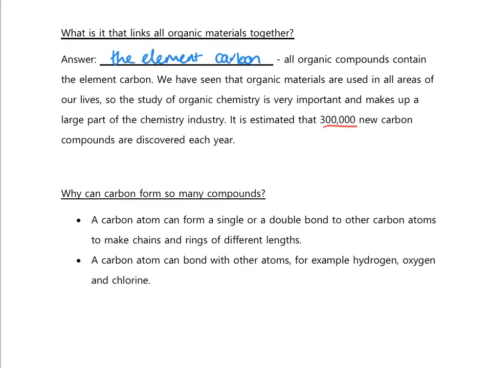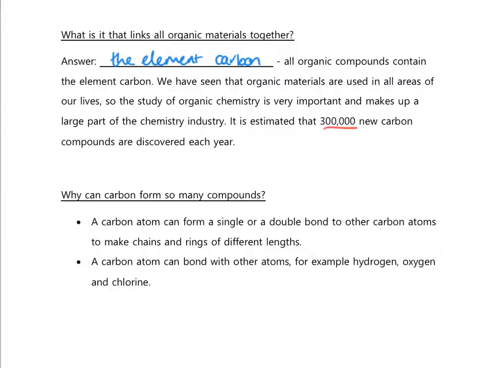So why is it that carbon can form so many compounds? Well, you'll have seen a little bit of this if you have watched the Alkenes video. But first of all, a carbon atom can form a single bond or a double bond to other carbon atoms, and that can make chains and rings of different lengths of carbon atoms. So for example, if you've watched the video on alkanes, you'll have seen that the first alkane is methane, and it has one carbon in its chain.